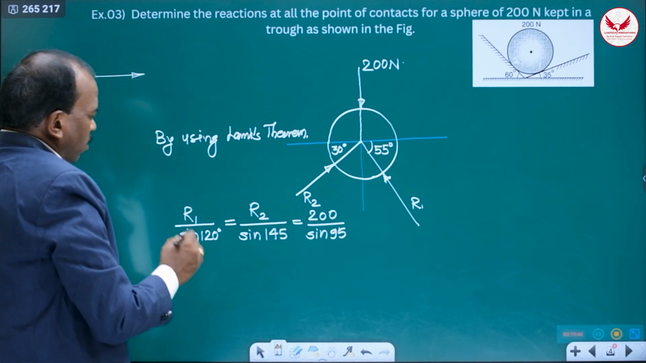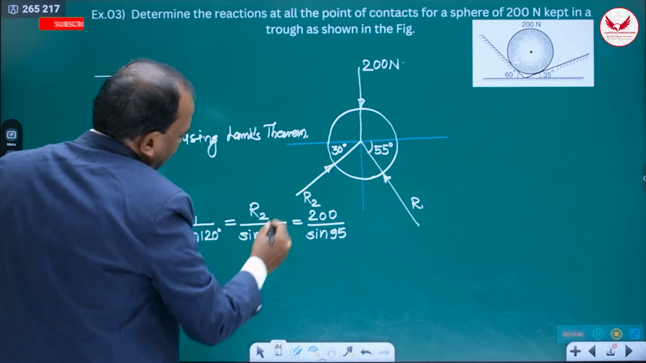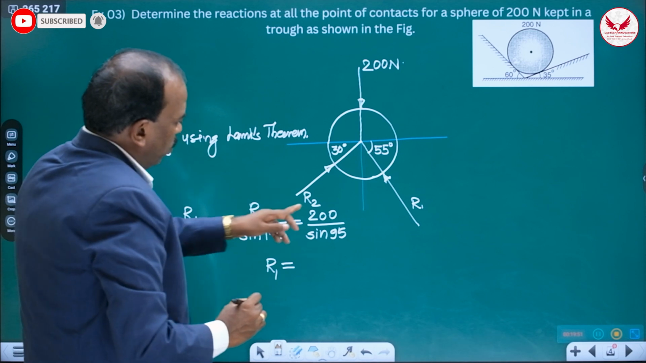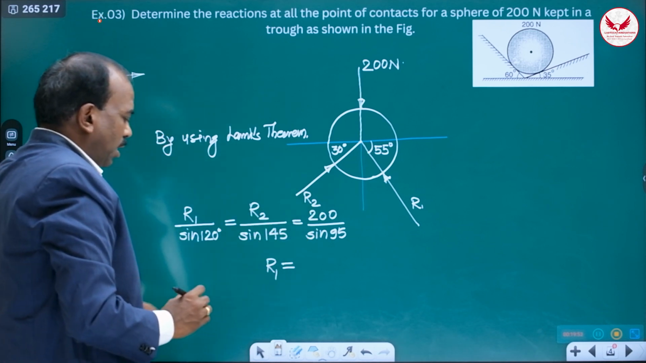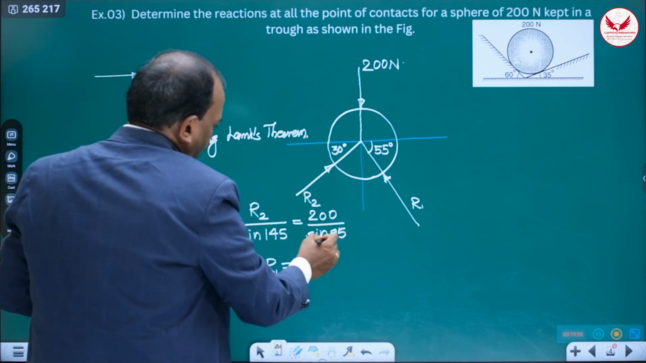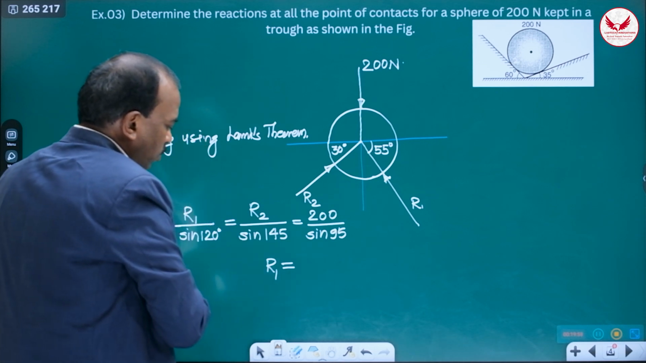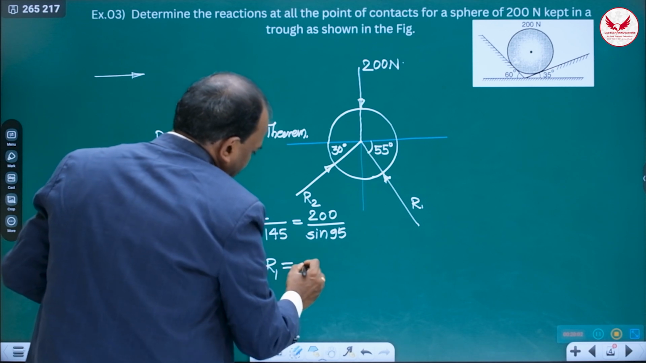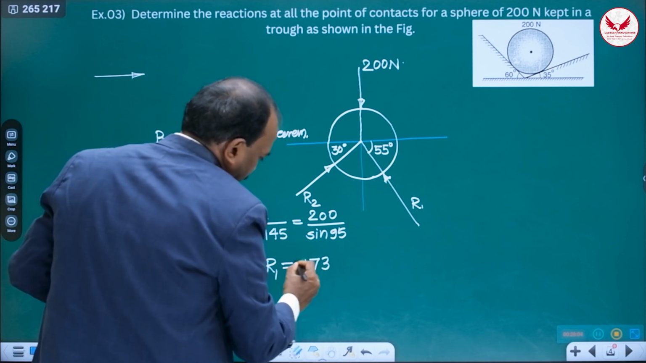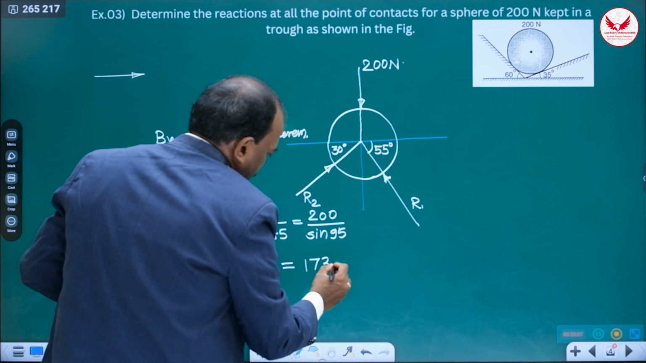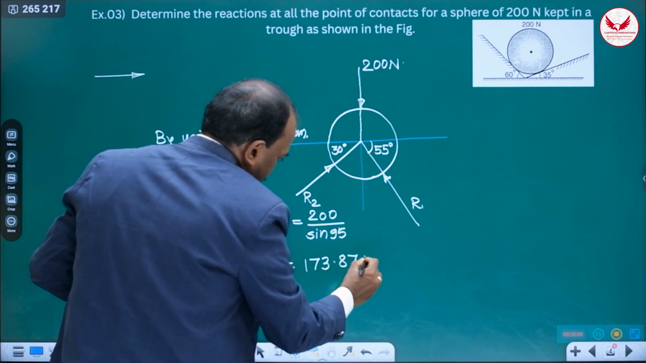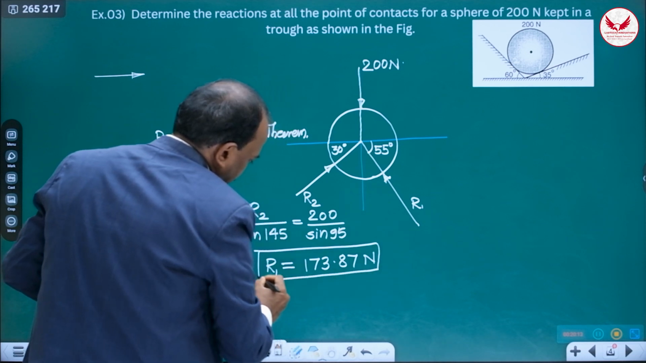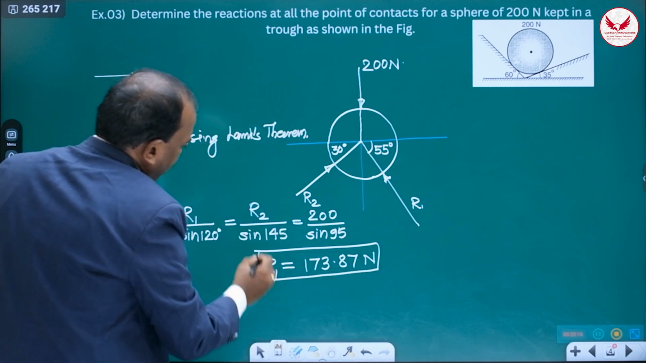Then directly what we can do from this relation: R1 is 200 divided by sine 95, into sine 120. We will get the answer 173.87. So this is R1, directly from the calculations. And R2 will be what?